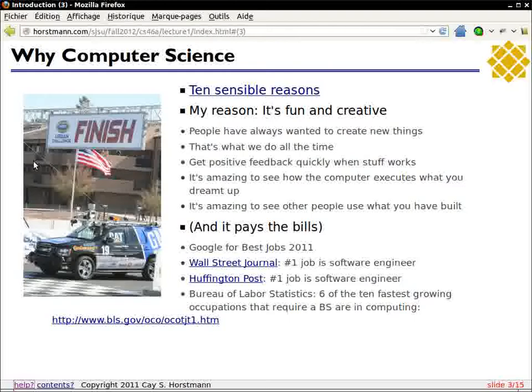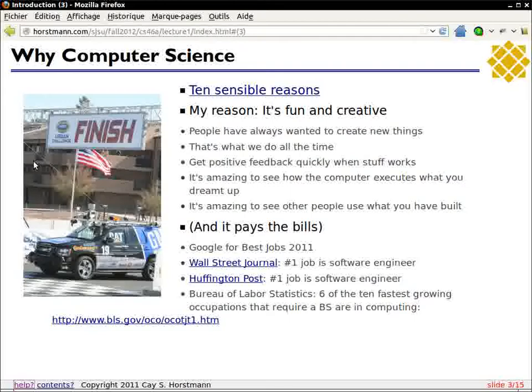And there actually are lots and lots of jobs in computer science. So it's a practical reason to go into computer science, because it really does pay the bills. And it's likely to do that for some amount of time. So here you have some boring links to some articles that say it's a good job that pays the bills.